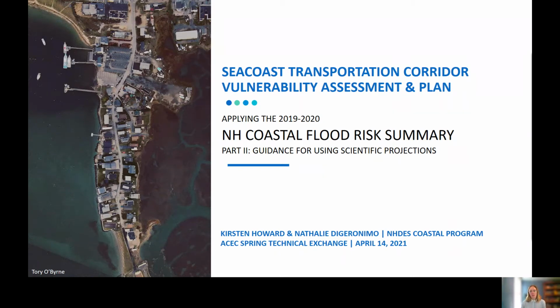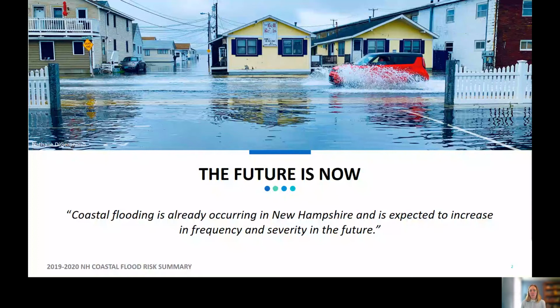I'm going to pick up where Dave left off and introduce you to the New Hampshire Coastal Flood Risk Summary, Part 2 guidance for using scientific projections by applying it to two of the priority sites identified in the Seacoast Transportation Corridor Vulnerability Assessment. Some of you might be familiar with the Coastal Flood Risk Summary.